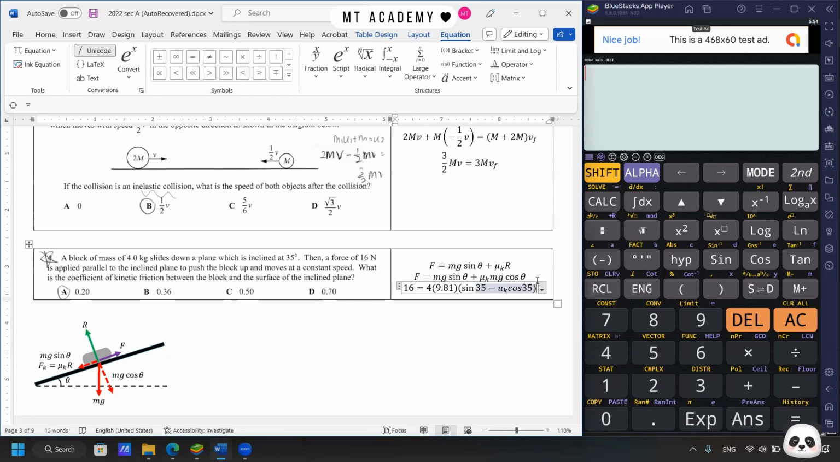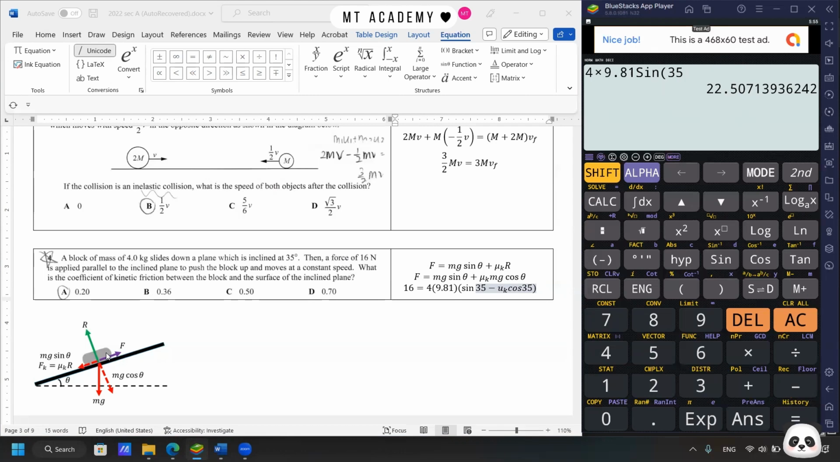So I guess there's some mistake in the question, because we can check the mg sin theta component. When we get mg sin theta, 4 times 9.8 times sine 35, the weight that is pulling the block down is 22.51 Newton, in a direction parallel to the inclined plane. So if the force of 15 Newton is applied parallel to the inclined plane, it is actually less than the parallel component of the weight, which means that the block is not possible to move up. That's what I can notice from the question.